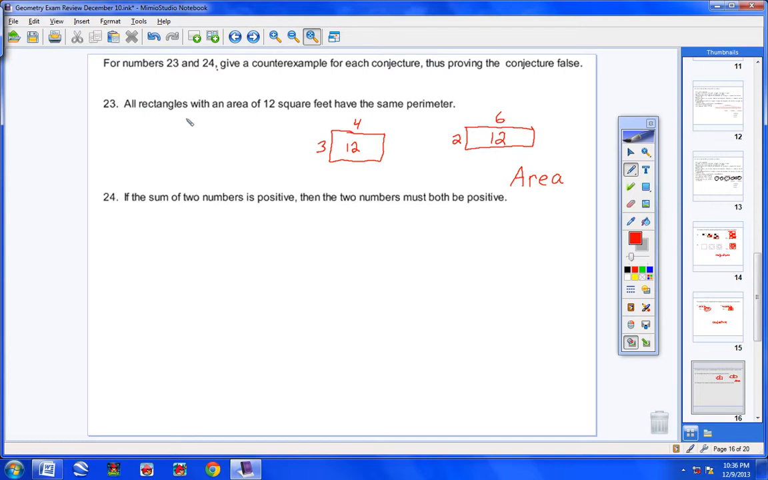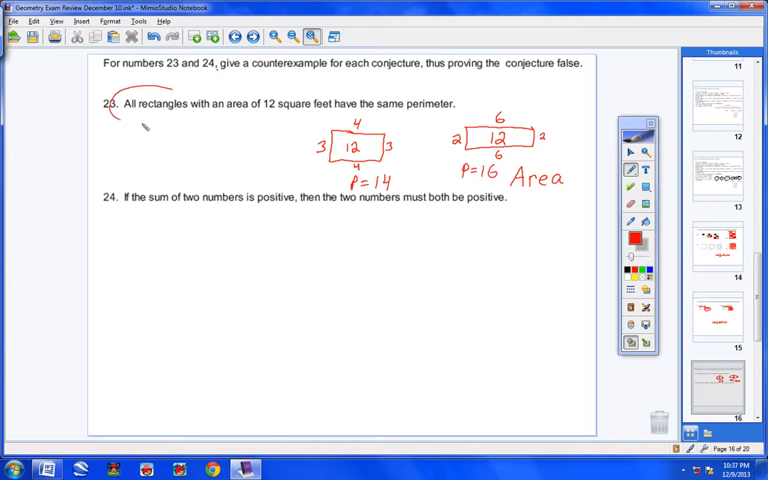Okay? And here's what this sentence states. All rectangles that have an area of 12 also have the same perimeter. So this rectangle has an area of 12. This rectangle has an area of 12. Let's find the perimeter of this first rectangle. This is 4, so this is 4, so this is 3. Add up all sides and you get 14. Now let's find the perimeter of this rectangle right here. Well, if we add up all the sides, we don't get 14, we get 16.